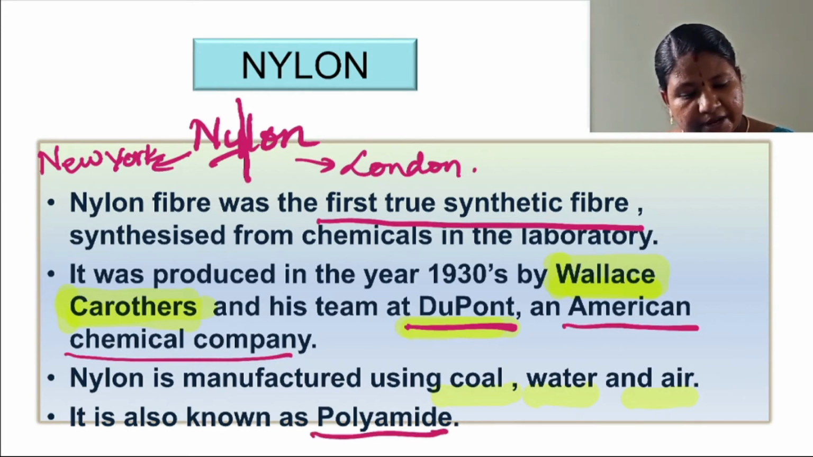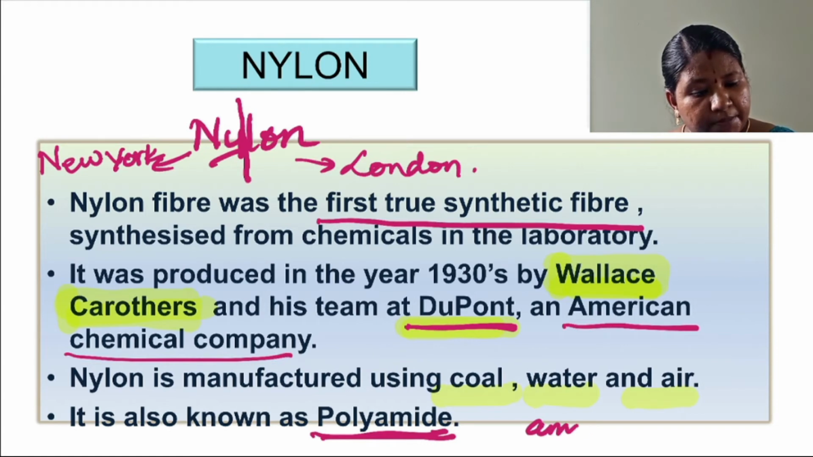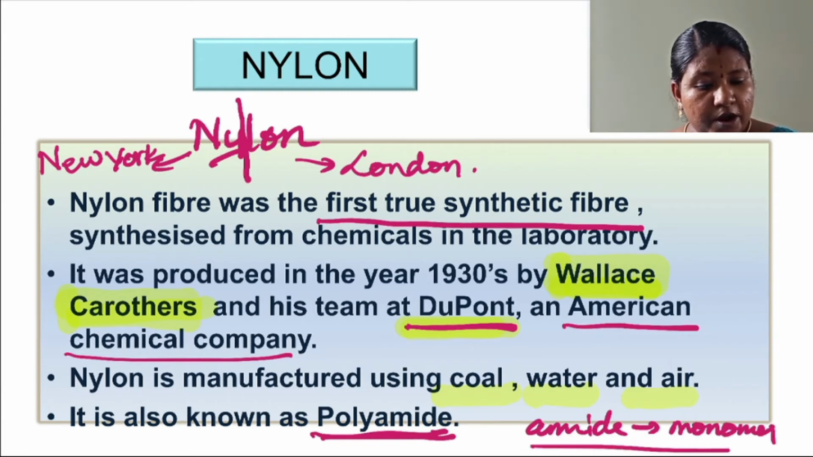Nylon is a polyamide. As we see now, synthetic fibers are polymers. So nylon is also a polymer which is made up of monomer units. That monomer unit is nothing but amide. So amide is the monomer unit. When it is joined together, we get what? A polymer called polyamide. That's it.